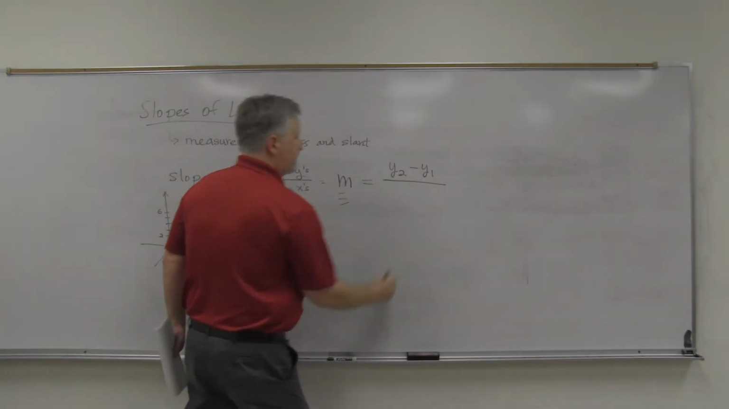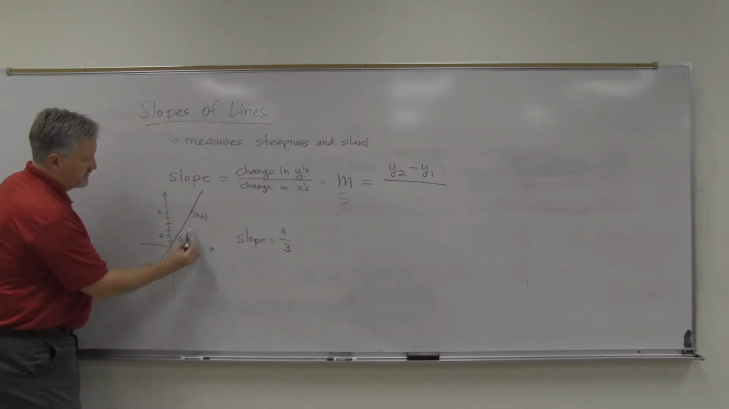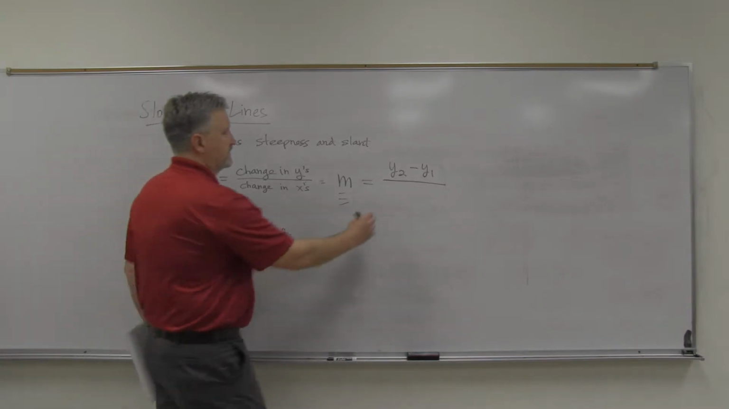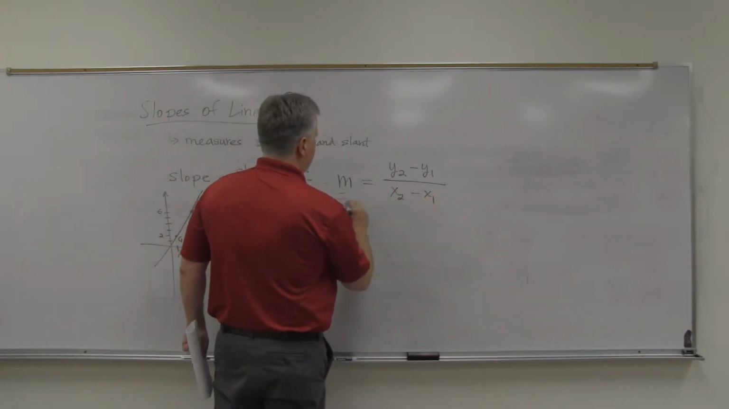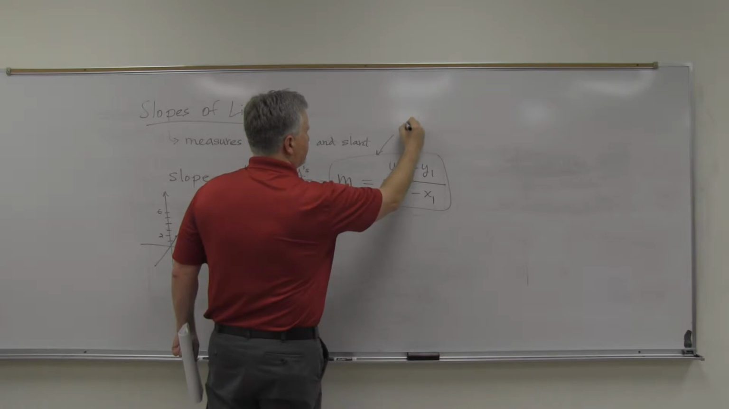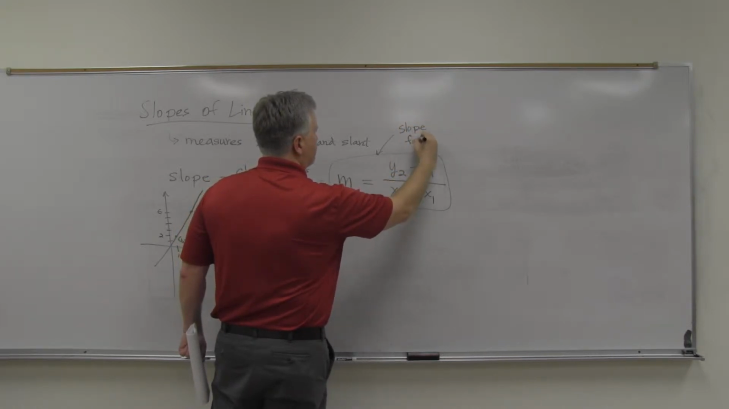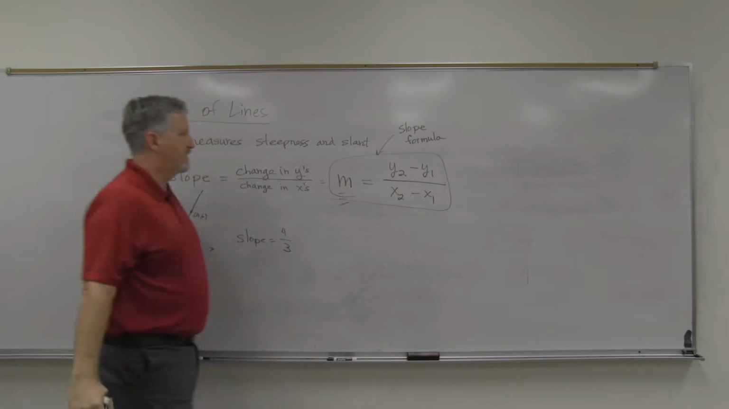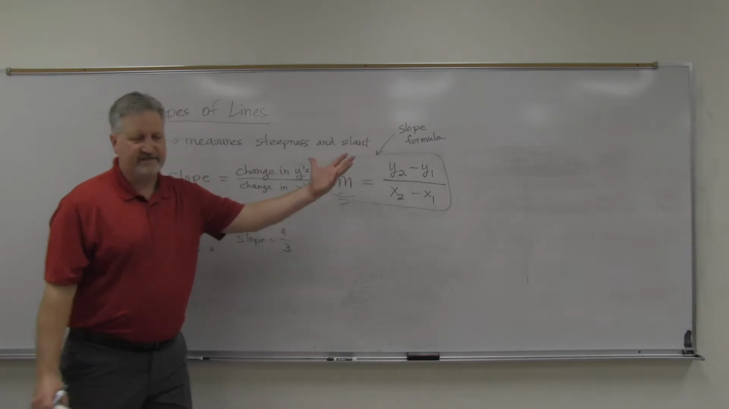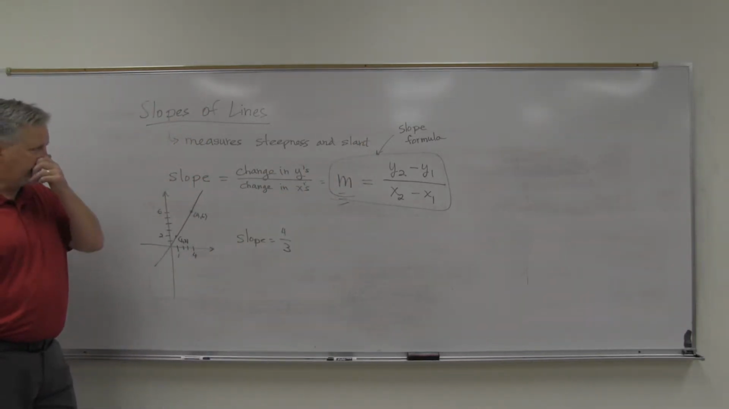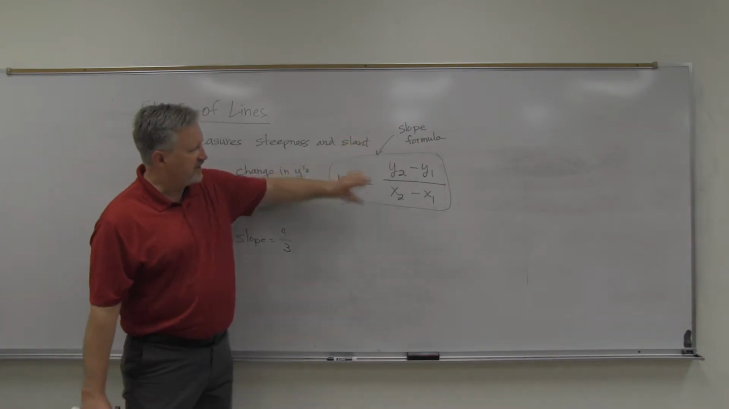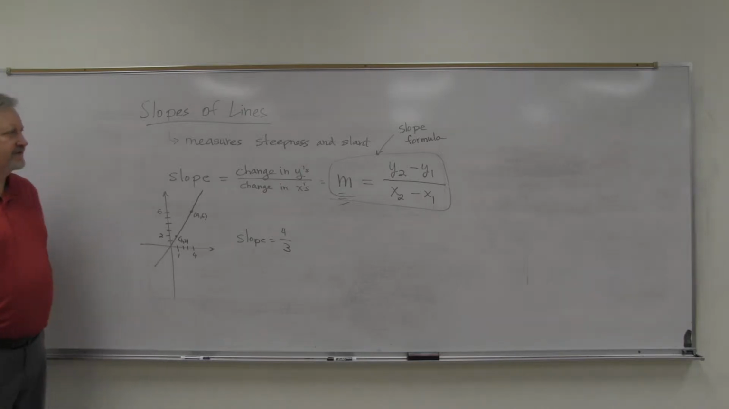And then the change in x's is very similar, because here the x changed by 3. Another way to think of it is I take the second x and subtract the first x. And so this little equation here, that's what we refer to as the slope formula. But really all it is is the difference of the y's over the difference of the x's, another way you'll hear it. Okay, so we'll apply this formula to a couple of examples in just a second.